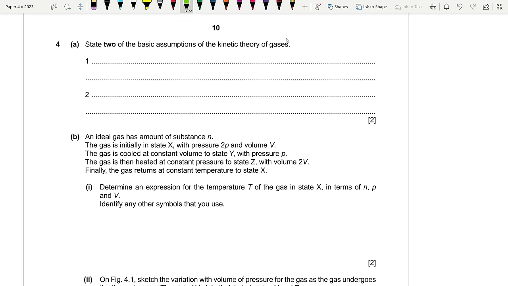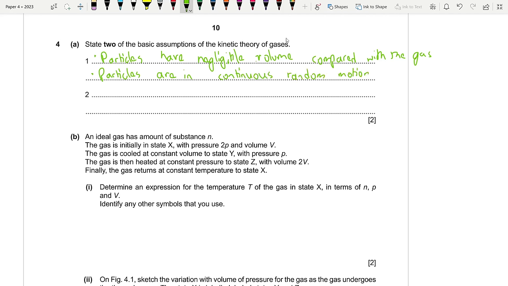Fine. We can go for easy ones like the particles have negligible volume compared to the volume of the container. Negligible volume compared with the gas. They said compared with the gas. What else? The particles are in continuous random motion. Fine. What else? There are no IMFs between the particles except during collisions. So there are negligible forces between particles except during collisions.